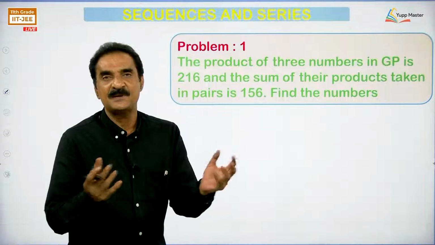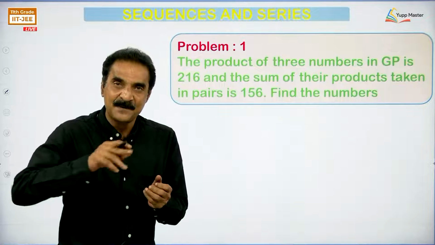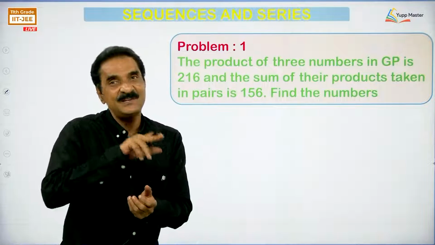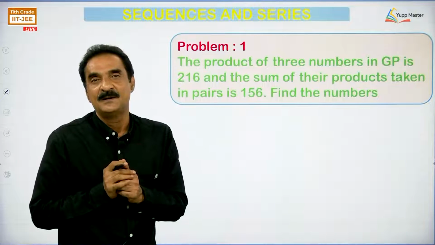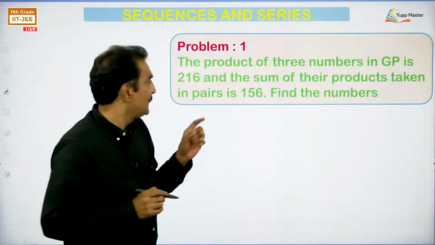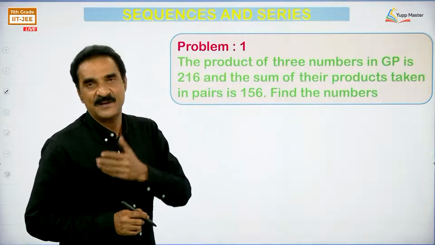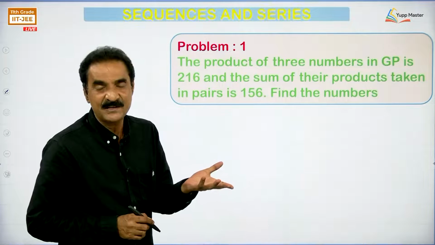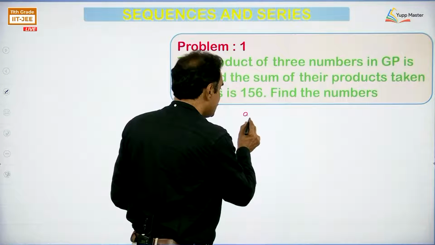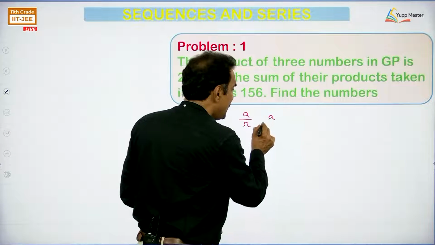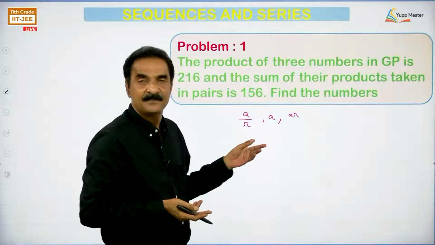In any question, if 3 numbers are said to be in arithmetic progression, then instead of taking the numbers as a, a plus d, a plus 2d, we take a minus d, a, a plus d, only for the sake of calculation simplification. Similarly, in GP also, when 3 numbers are in GP, instead of taking a, ar, ar square, sometimes we take a by r, a, ar. These 3 are also in GP, where the first term is a by r and the common ratio is r.